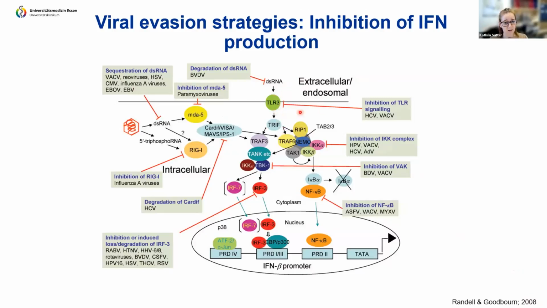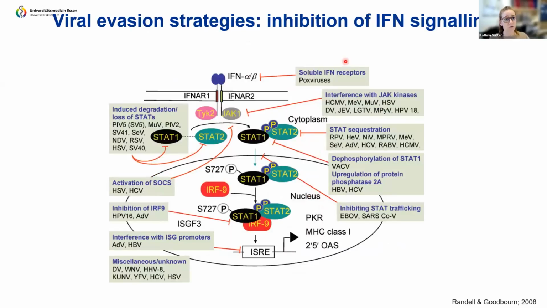So they can either inhibit the receptors which sense the incoming virus, so that the interferon is not produced, or they have an effect on the downstream signaling cascades of this toll-like receptor signaling. Or they can also inhibit the signaling of the interferon. So maybe there is interferon induced during the infection, but the downstream signaling is inactivated, which we see from a lot of different viruses.